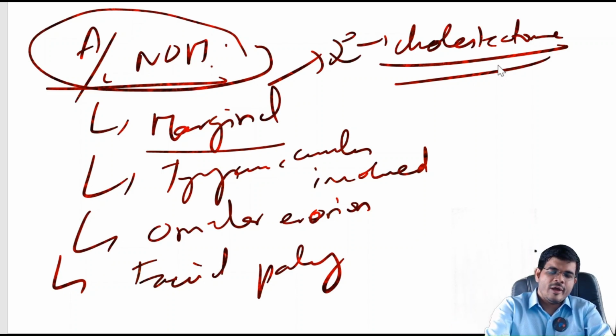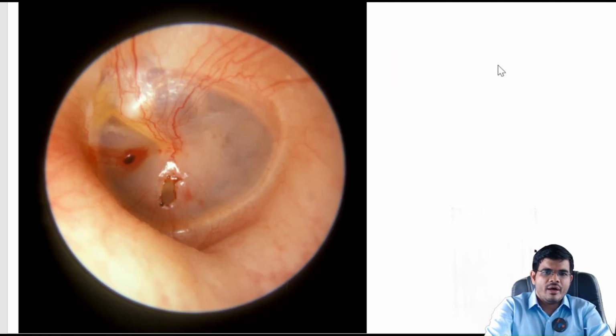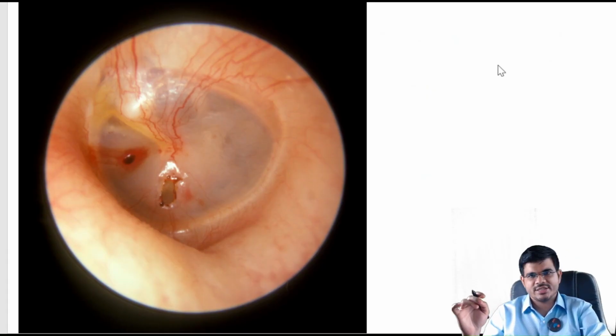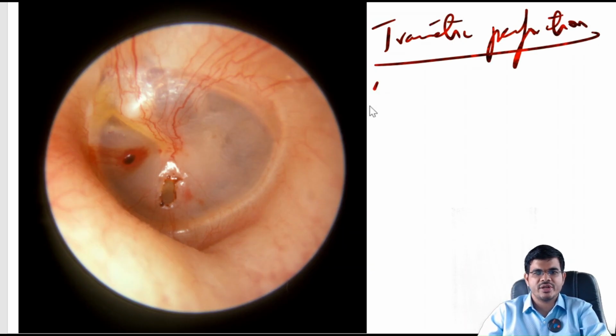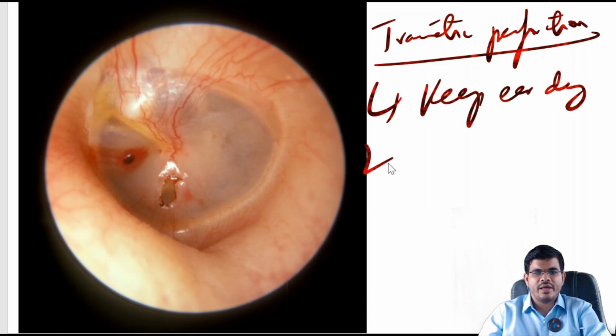And now if due to a trauma there is a perforation like this, do you need to give ear drops or something like antibiotics for that patient? No. Traumatic perforation, the best line of management is to keep the ear dry, especially when there are no signs of infection. You have to keep the ear dry and give some analgesics.